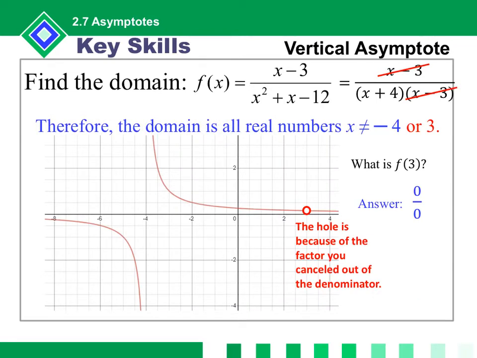If you graph this function, you can see that if you plug in 3 into the function, you get a situation where you are dividing by 0, which is undefined. So here I need to say that the domain is all real numbers except negative 4, which we already got on the previous page, and 3. But where did this 3 come from? This 3 comes from what we cancelled out. So whenever we cancel out the factor, we make a hole in the graph.